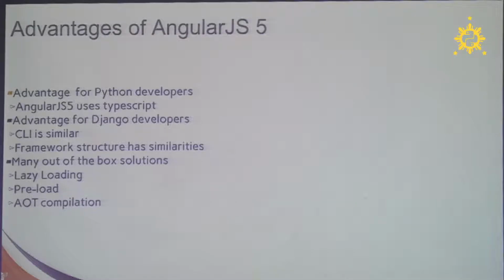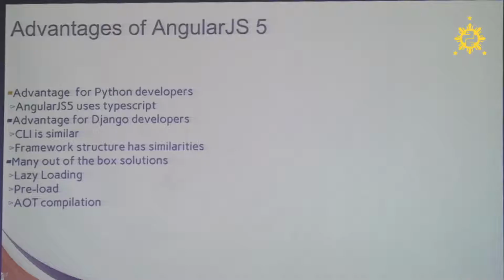Now, the advantages for Django developers: their CLI is very similar. I'll show a table later of the similarities of their CLI. Basically, they also have create project, create new app, and so on, also run server. And their framework structure has similarity. Django adopts the model-view-template, and I can say AngularJS 5 has the same. And then many out-of-the-box solutions.